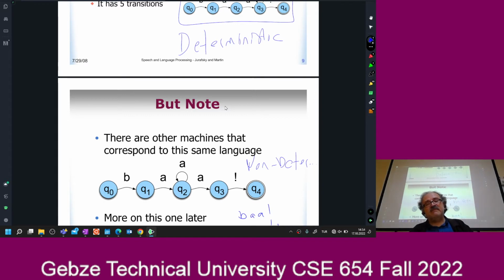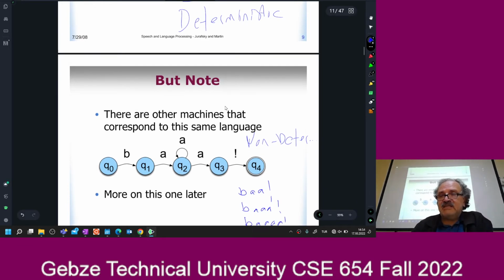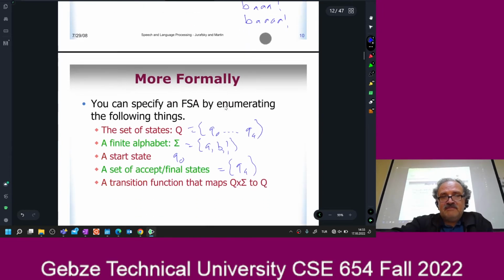But sometimes we will prefer this representation for the humans only, because with this one I can write some machines even with a shorter notation, shorter lines of description than the deterministic one. We are going to see them later.